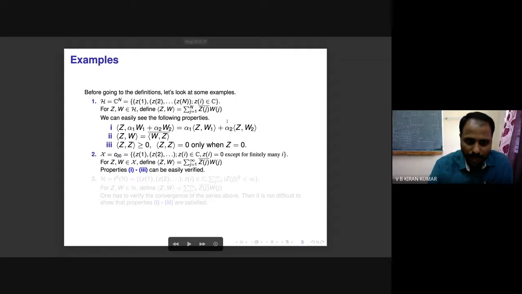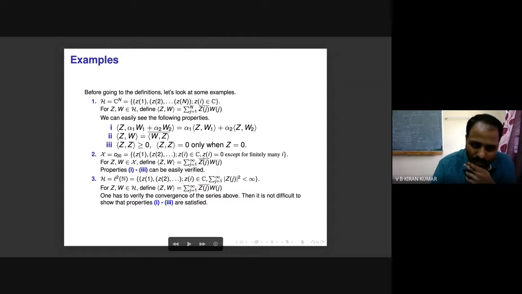Okay. Now the second example, the sequence space which we have seen yesterday. This is the set of all sequences of complex numbers such that there are only finitely many non-zero elements. Here also you adapt the same definition, inner product of Z and W equals summation Zj bar Wj. Remember that even though it is an infinite sum, there are only finitely many non-zero terms because Z and W are coming from C00. Therefore, there is no convergence issue here. Again, properties 1 to 3 can be easily verified.